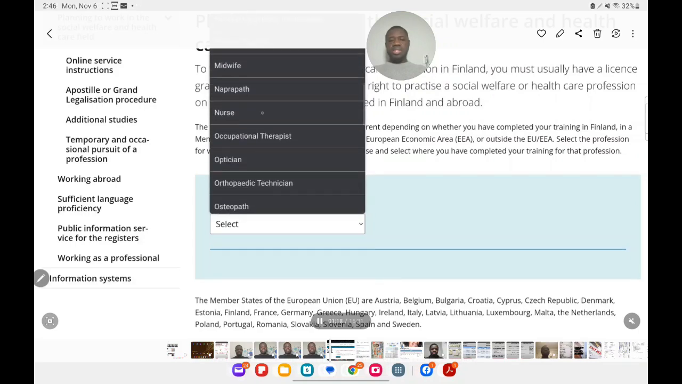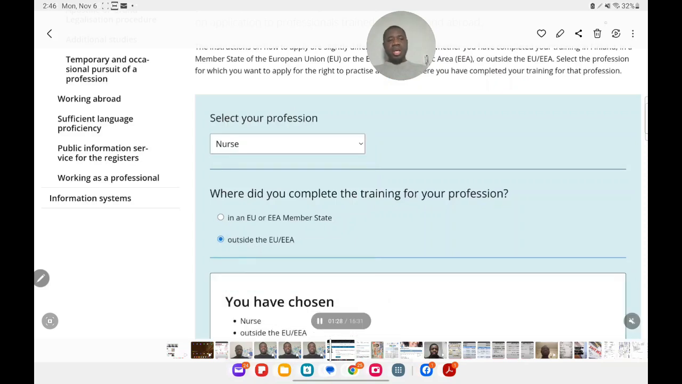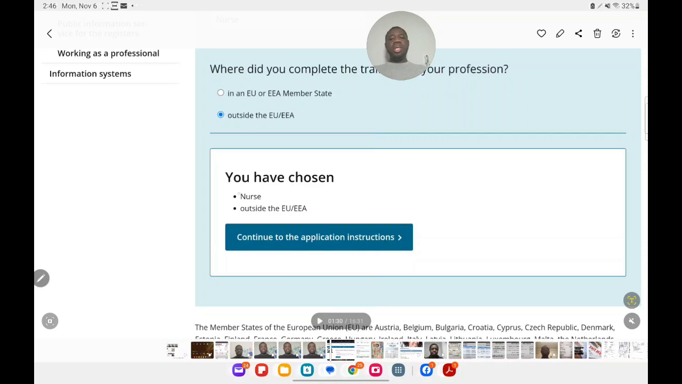So you click on nurse. And it asks where you completed your training for your initial nursing licensure. That is outside the EU EEA. So if you completed your initial nursing licensure, maybe you are a British citizen, or you completed your nursing education in the EU or EEA state, then you have to click the first option. But if you completed your nursing education outside EU or EEA, then you click on outside the EU EEA. And you now click on continue to the application instructions.